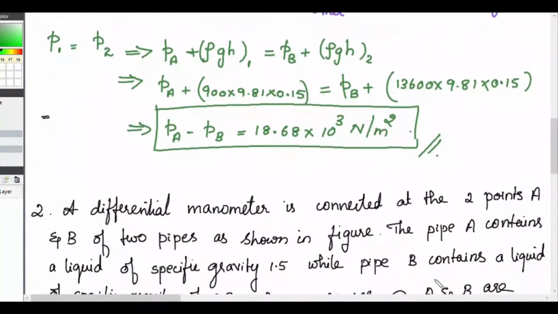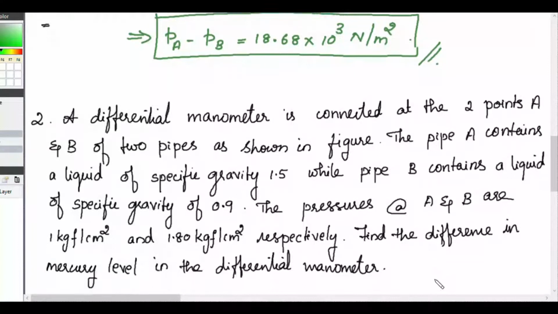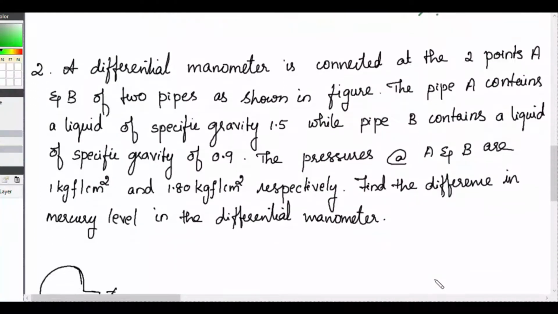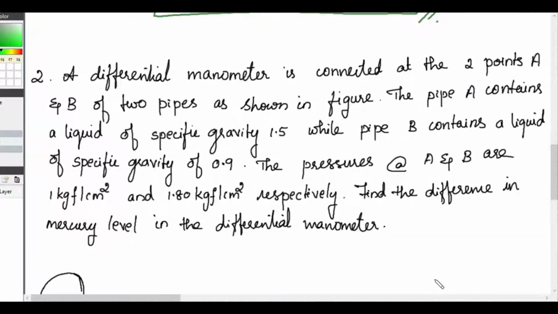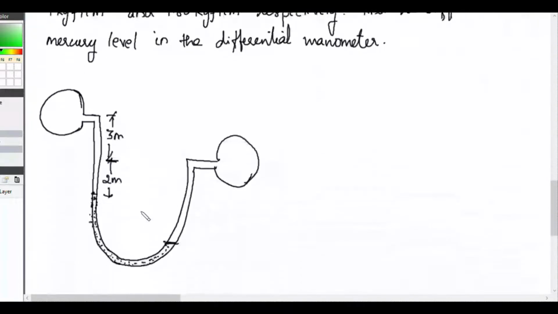Now, we will move on to the second problem. Our second problem is: a differential manometer is connected at the 2 points A and B of 2 pipes as shown in the figure. So we have 2 pipes, A and B, and the differential manometer is connected to the 2 pipes.